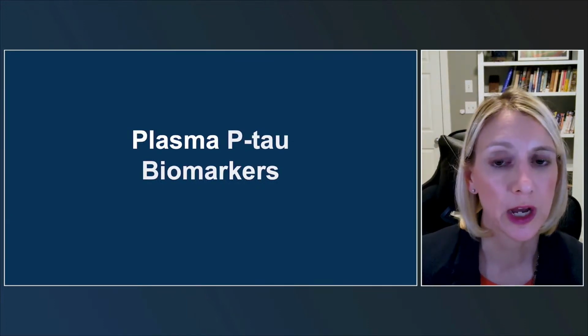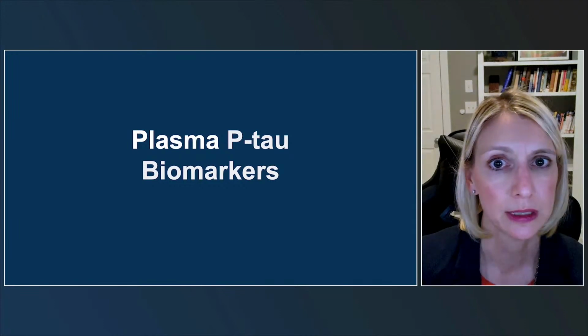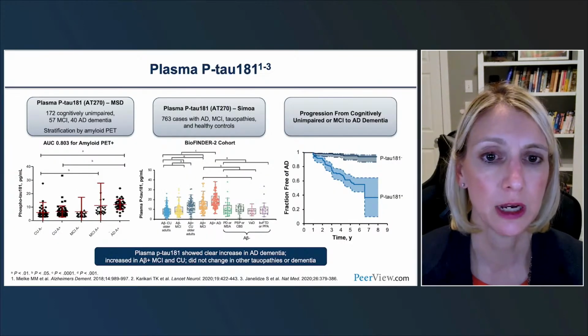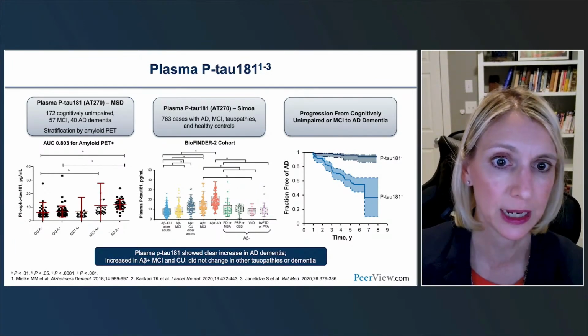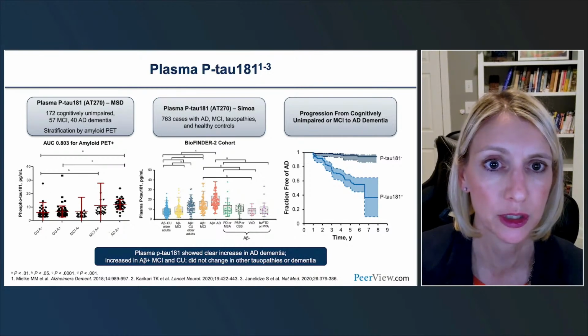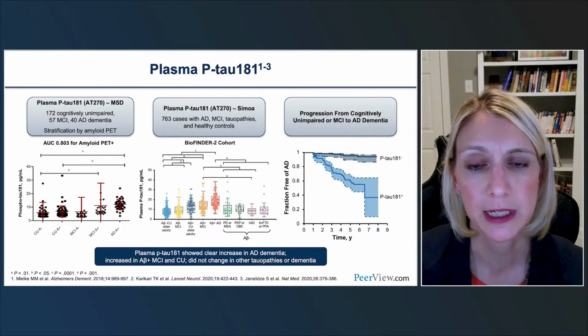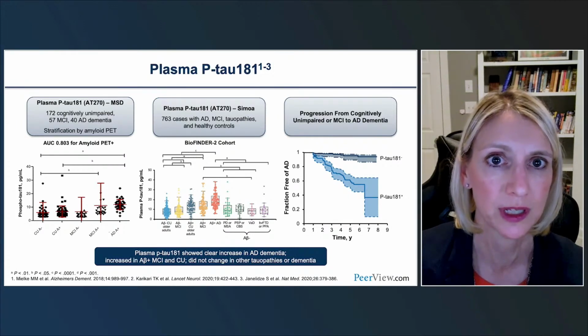So next we'll move on to talking about some of the plasma p-tau biomarkers, or phospho-tau. Now, plasma phospho-tau 181 was the first plasma phospho-tau marker that was published to date, and as I'll talk about in a second, it's the only one that is commercially available. I think plasma p-tau 181 was first examined in the blood because in the CSF, the focus is typically on p-tau 181.